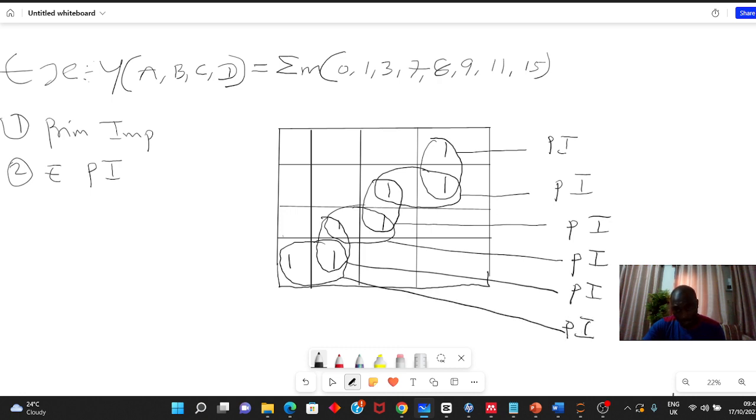So from these PIs, let's see which ones are essential. Remember, for the PI we said the largest possible group of ones, and for the essential prime implicant we said it is a prime implicant that contains a minterm that cannot be combined in any other way, right? So if you look at this group, we can see that we have our first essential prime implicant, because it contains a minterm that cannot be combined in any other way. The second essential prime implicant is at this point, because it contains this minterm that cannot be combined in any other way. So there are two essential prime implicants, this and this position, right?